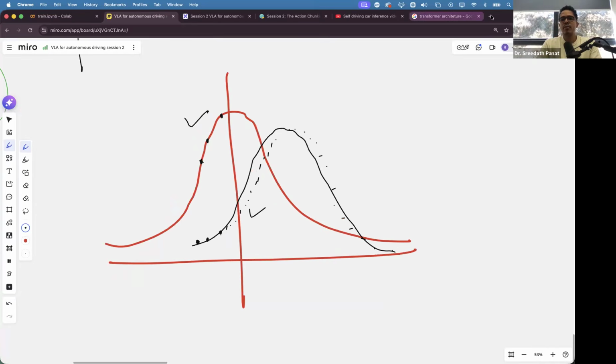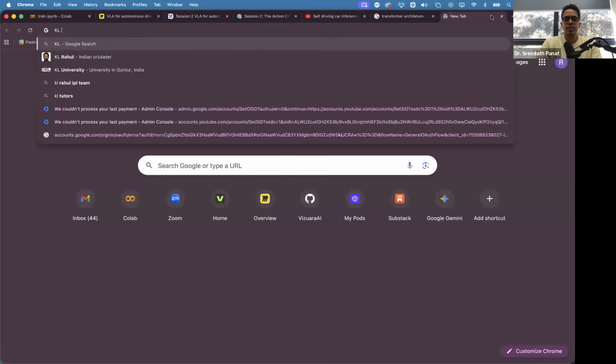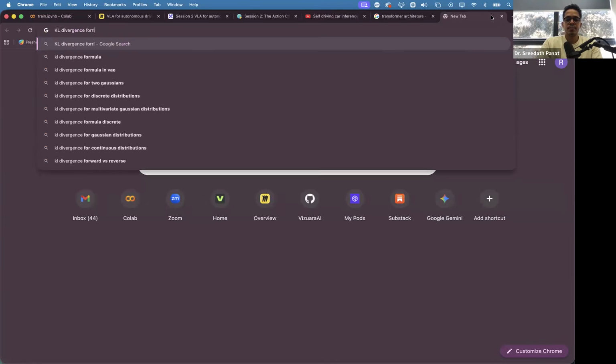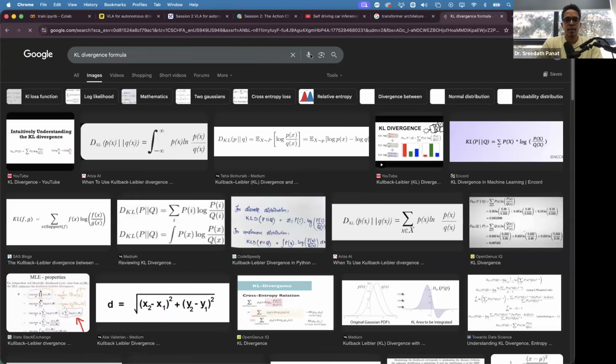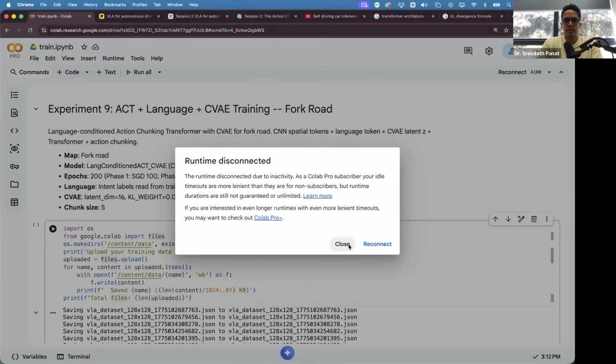So there is a formula for KL divergence. I want the formula. Actually, I can show it in the code. That'll be easier.